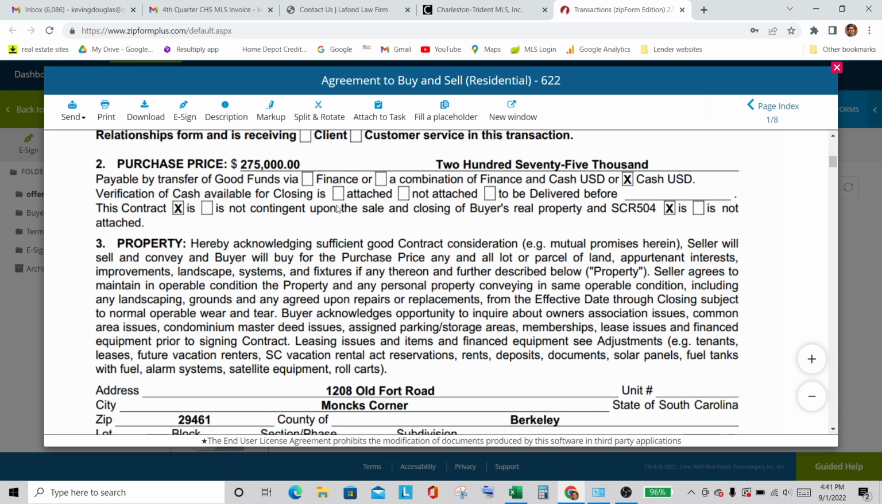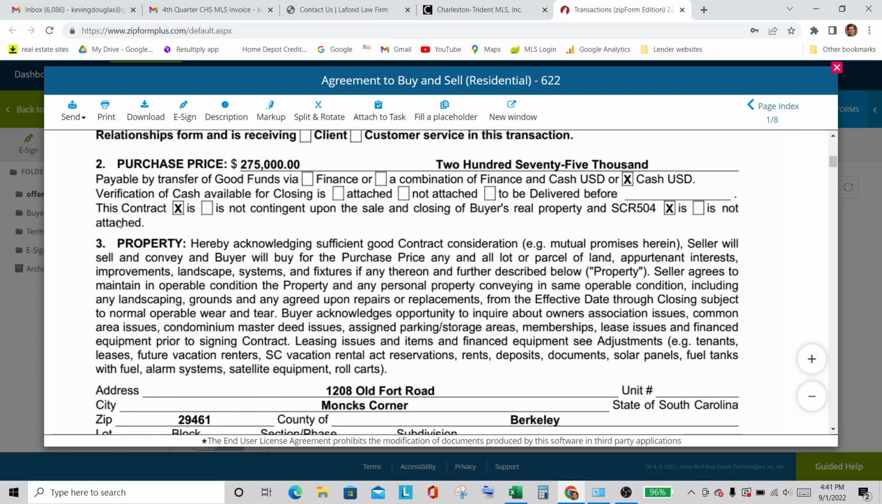You just fill that in. So this section says, how are you buying it? Is it financed? Is it combination? Is it cash? So you'll need to pick one of those three. The verification of cash available at closing is attached, not attached, to be delivered. Most of the time, nobody fills that out. If you have like a pre-approval letter or a proof of funds letter, you could select attached, but most sellers kind of expect that to come with the offer.